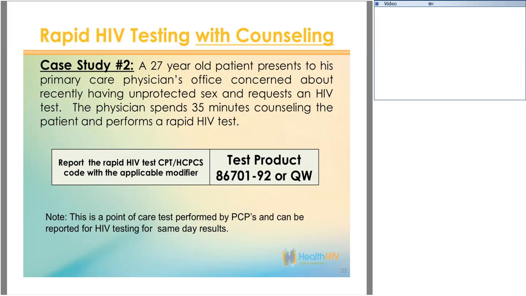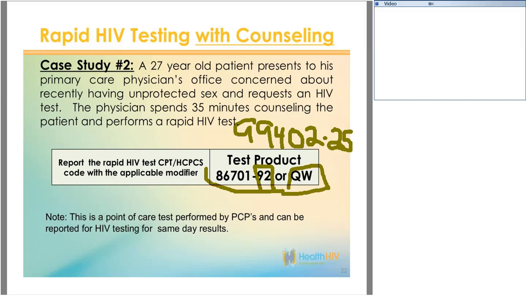Case study number 2 is basically the same. The only distinction is this is counseling. So again, let's say your patient presents for counseling and then they also have a test, and the provider spends 30 minutes counseling the patient. The CPT code that the provider will report for the counseling is 99402. And again, these codes were discussed in Series 1. You would append a modifier 25. And if you're doing the point of care test, then you would report 86701. And depending on your payer, it would be either a 92 modifier or a QW modifier.